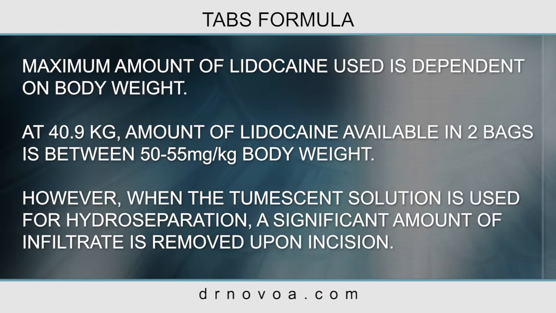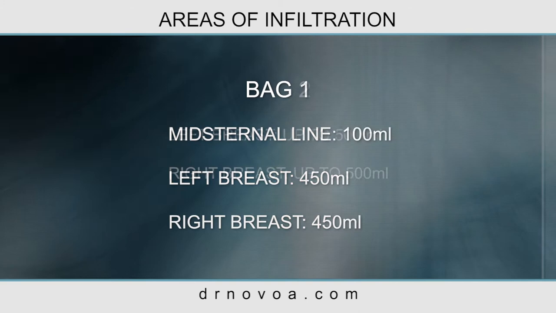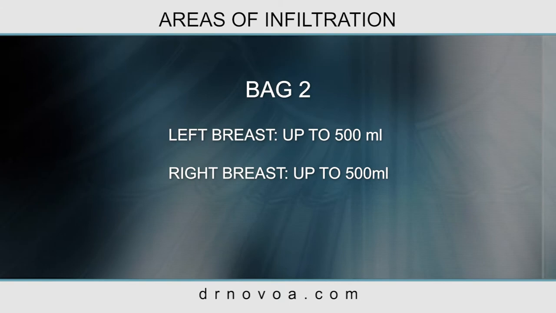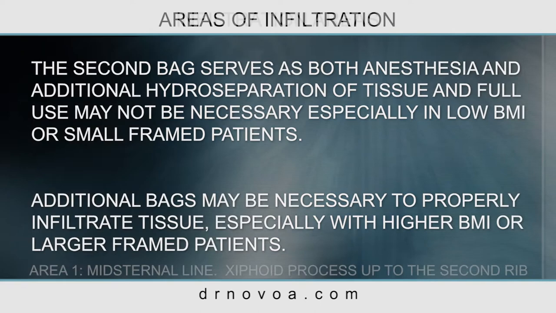The contents of bag 1 are infiltrated along the mid-sternal line and equally within the left breast and the right breast. A similar volume is infiltrated into each breast from bag 2. The second bag serves as both an anesthetic and additional hydroseparation of tissue and can be adjusted based on the BMI of the patient. The areas of infiltration are as follows.